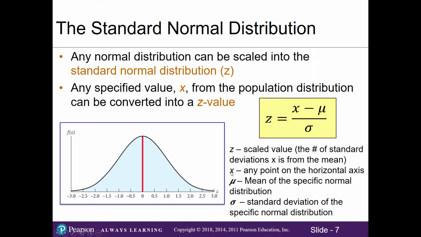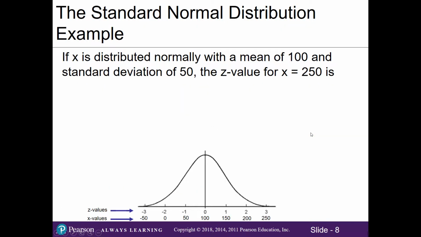So x is any point on our horizontal axis that we want to convert into a z-value. So to use the formula, you'll identify an x, a particular point on the axis that you're interested in converting, and we've got our mean for a particular distribution, and you'll need your standard deviation. Here's our example. If x is distributed normally with a mean of 100 and a standard deviation of 50, what is the z-value when x equals 250? So down here below, you'll see I've got my normal distribution curve right here, and our x values state that our mean is 100. So my midpoint right here is 100.